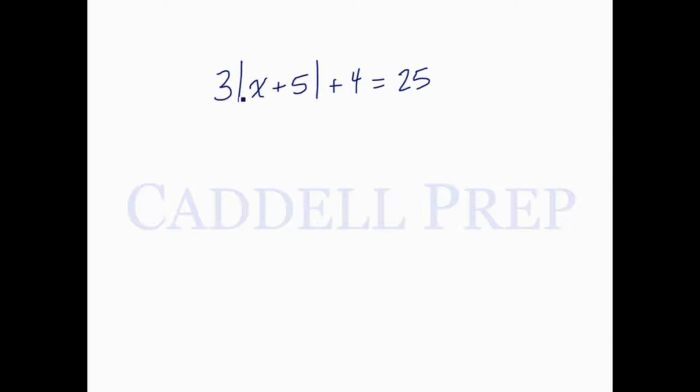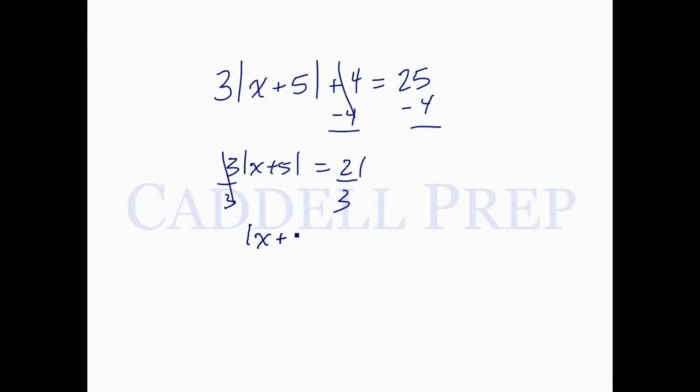3 times the absolute value of x plus 5, plus 4, is 25. In order to solve this, we have to get the absolute value of x plus 5 by itself. Just like if this was a variable, we're going to get this by itself by first subtracting the 4. So we have 3 times the absolute value of x plus 5 equals 21. The next step to get this by itself is to divide by 3. Divide by 3. So the absolute value of x plus 5 is 7.